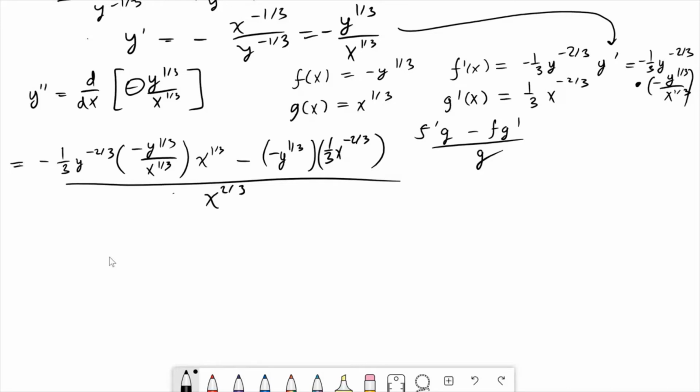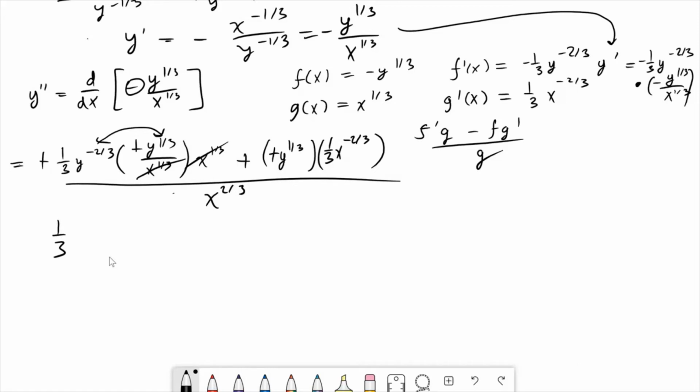Let's see if anything cancels out. Everything here is multiplying. This cancels out with this. That's nice. Let's see what else. Does anything else do anything? This changes to a positive sign. That's pretty good. This also changes to a positive sign. So there we go. And we can add these exponents together if you really wanted to.